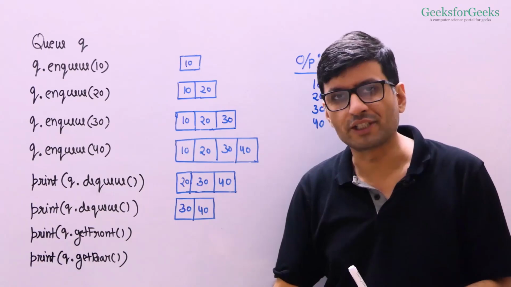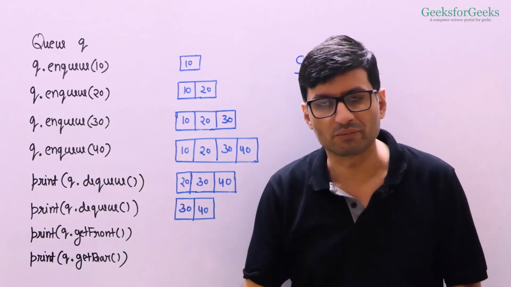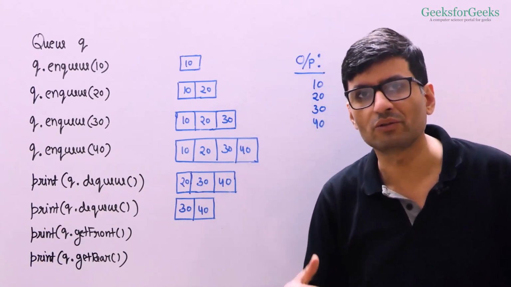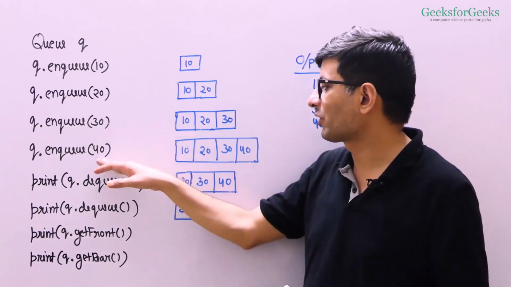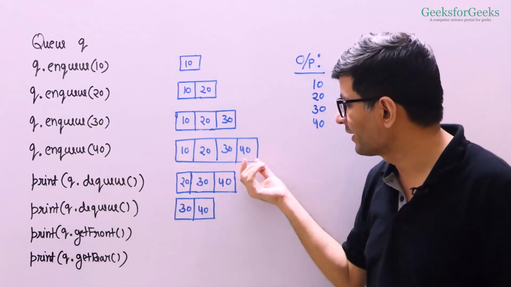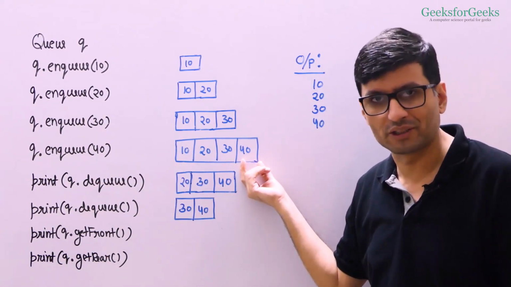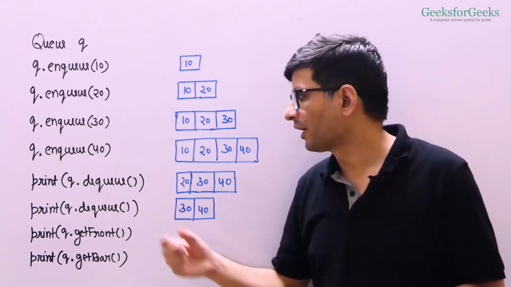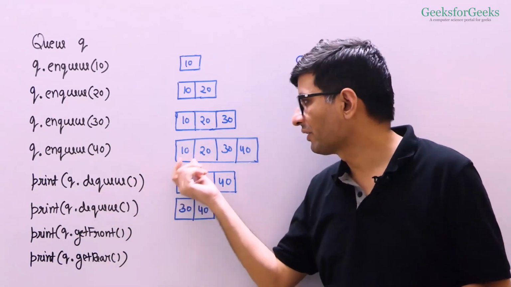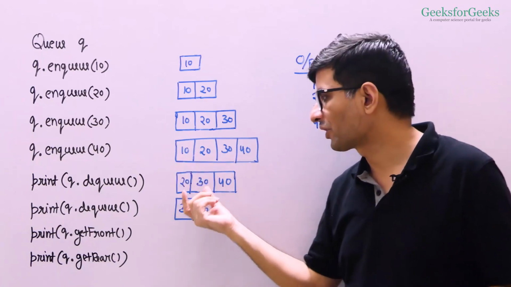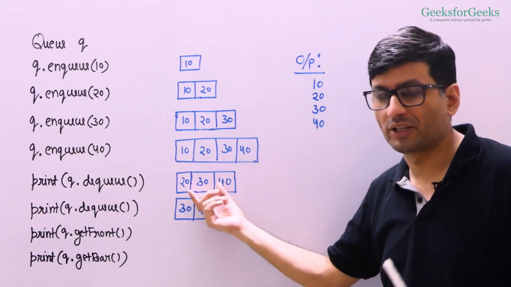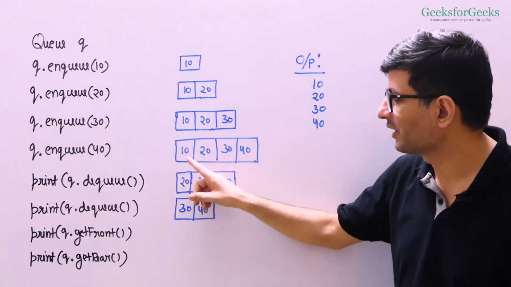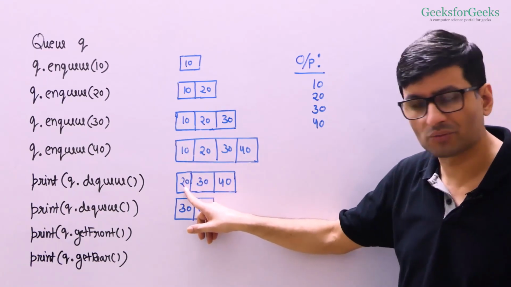So front is going to change only when you DQ an item and rear is going to change only when you NQ an item. Now 40 is being enqueued, so 40 will be enqueued at the end and only rear will be changed and 40 will become your new rear. Now when you call DQ operation, 10 will be removed from the queue and your queue will become 20, 30, 40. And you can notice front is changed now. Earlier front was 10, now front is 20.